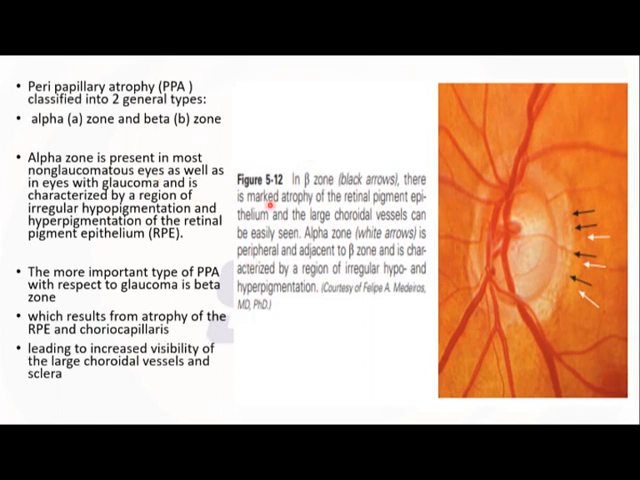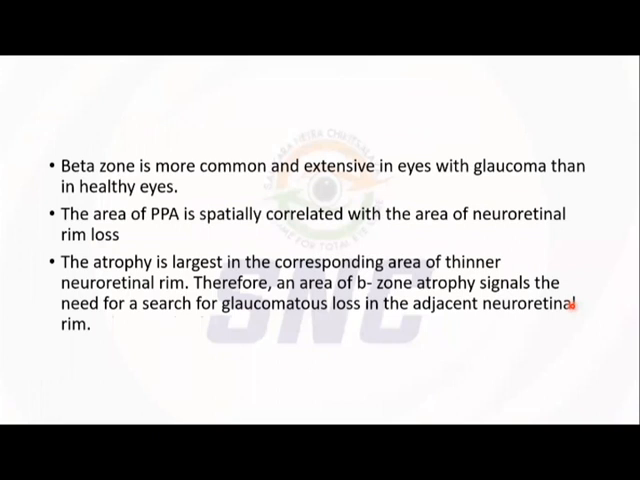In this picture, we can see the beta zone noted by the black arrows and the alpha zone by the white arrow. Here in the beta zone, we can see the marked atrophy of the RPE, and the large choroidal vessels are easily visible. The alpha zone is peripheral and adjacent to the beta zone, and is characterized by a region of hypo- and hyperpigmentation. Beta zone is more common and more extensive in eyes with glaucoma than in healthy eyes. PPA is spatially correlated with the areas of neuroretinal rim loss, and the atrophy is largest in the corresponding area of thinner neuroretinal rim.